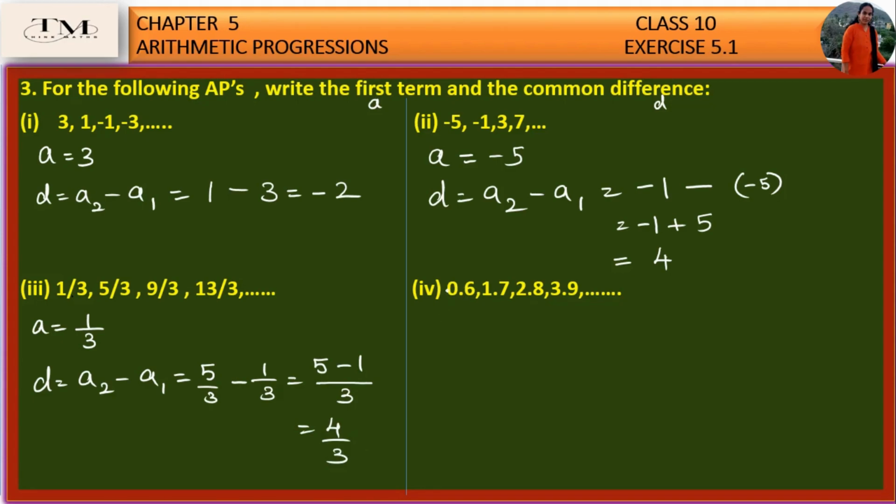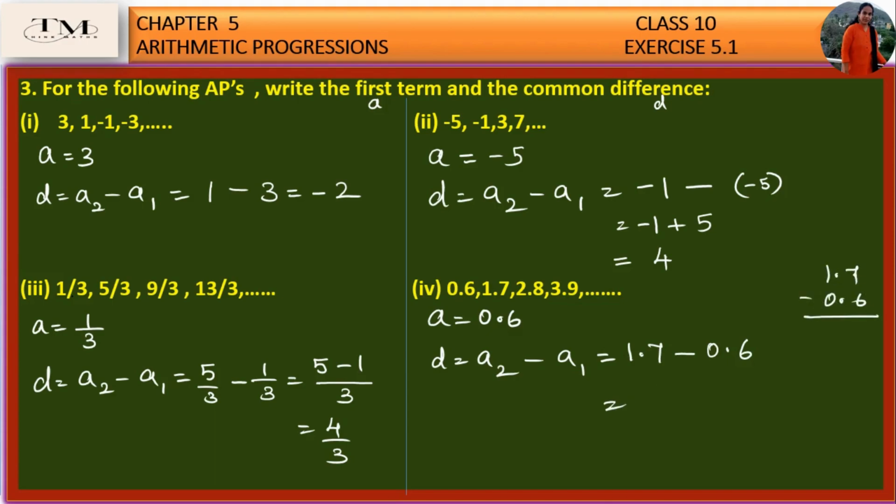Next problem. Here the first term is A, which is equal to 0.6. So D is equal to second term minus first term. Second term is 1.7 minus first term is 0.6. So 1.7 minus 0.6, 7 minus 6 is 1. Put the decimal. 1 minus 0, 1. So it is 1.1.